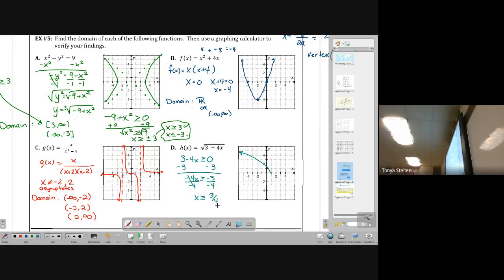Which looks about what our graph says. Except for I forgot to change my sign when I divided by a negative. That's better. Maybe I should change it here. I divided by -4, so we got to change the sign.